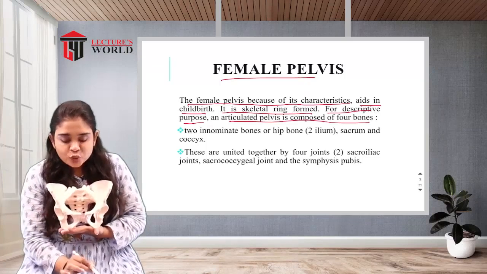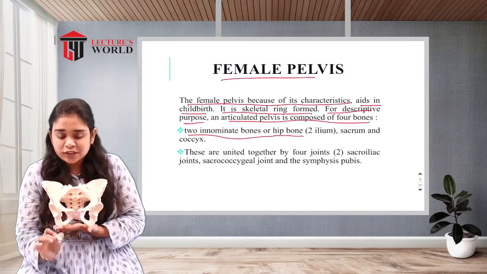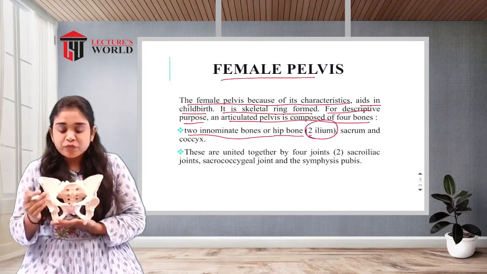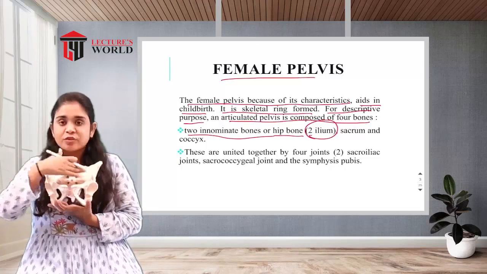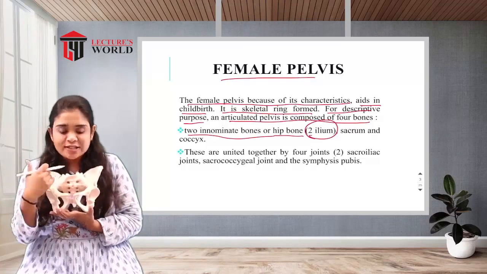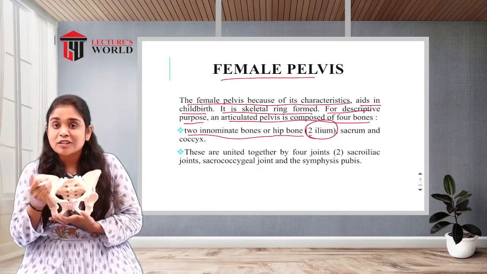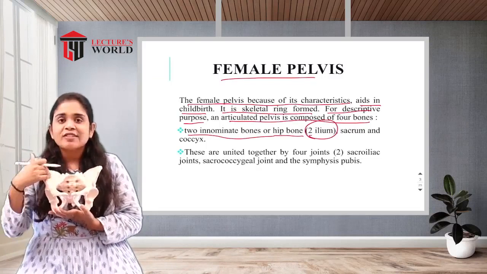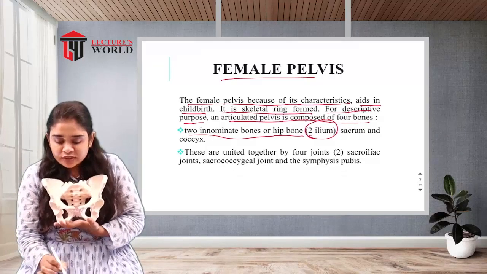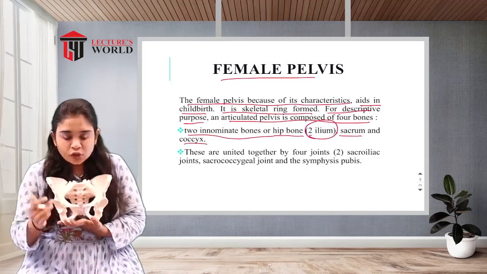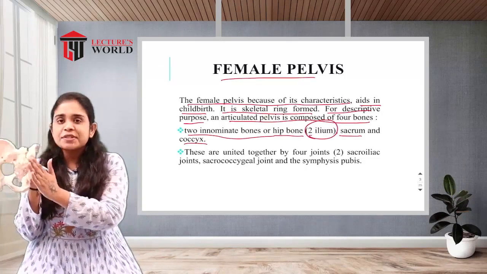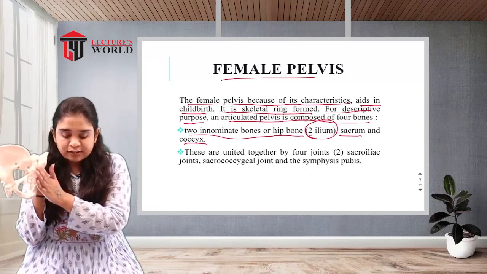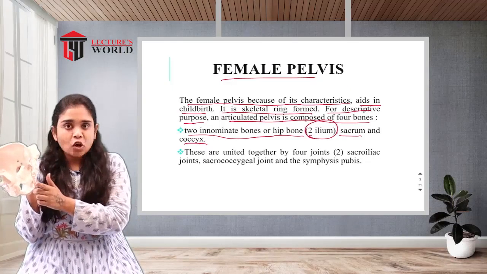That is, the two innominate bones or hip bones, known as the two ilium. So two innominate bones. You can see this one and this one, both are known as innominate bones, otherwise the hip bones, that is known as the ilium. Then after, the sacrum and the coccyx. The sacrum is the posterior part of the pelvis. This part is known as the sacrum, and this is the coccyx.